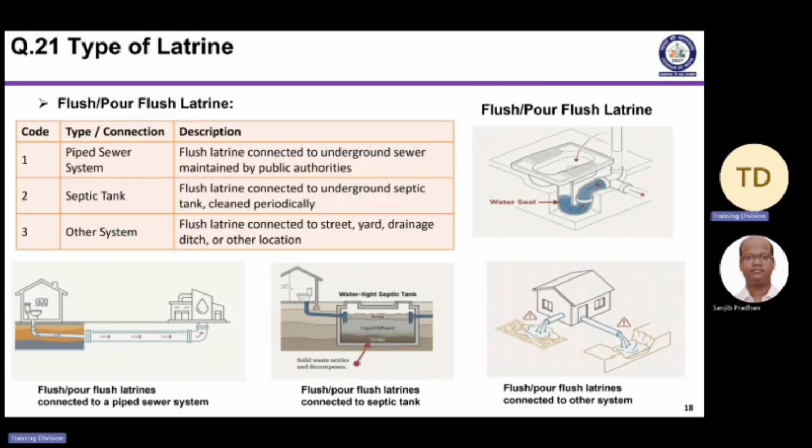So the piped sewer system generally is like this: the flush latrine is connected to the underground sewerage that is maintained by the public authorities, in the cities or towns, maybe not all towns and cities have it. That is connected to the public sewerage system, and the waste material is taken to a disposal unit. Septic tank means the flush latrine is connected to an underground septic tank, a sealed, proper tank for that purpose, and it is cleaned periodically. And if it is another system, that is, the flush pour system is connected to open drainage or any other system, we'll give code 3.